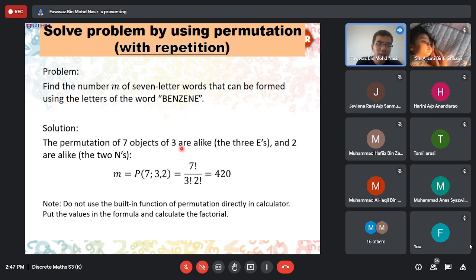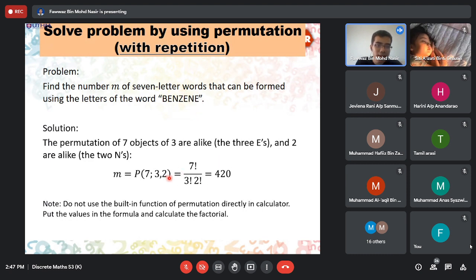So pastikan korang list down, okay, bila korang tulis P in bracket 7 semicolon ni, yang belakang ni pastikan korang list down untuk setiap letters tu berapa kali dia repeated. Okay, so E ni dia repeated 3 times, sebab kita tulis 3 kat sini. N is repeated 2 times, sebab kita tulis 2. For the remaining letters, sebab B ni contohnya dia hanya sekali saja, so kita tak perlu tulis. Kemudian Z ni pun sekali saja, okay. So kita dah cover all the letters.